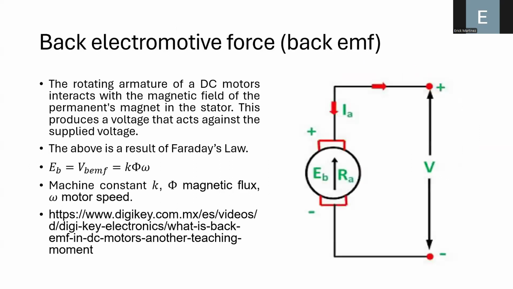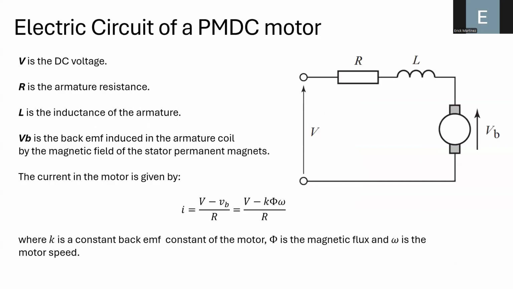Another way to simplify this is to say we are applying a voltage, and here we are considering two elements: the back EMF voltage, denoted by the letter E sub B, and a resistance in the armature. Remember that the armature is basically the connections in the rotor of the electric motor. Notice here that we are getting rid of the inductance.